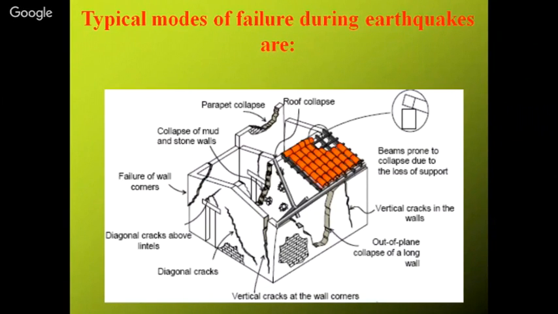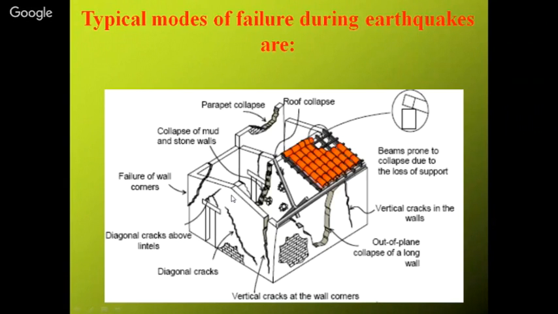These are some of the damages which occur in mud construction. Sometimes your roof gets damaged, and your corners will split out. This is called out-of-plane failure. See, this wall is overturned because of out-of-plane failure: the earthquake forces came in a perpendicular direction, and this wall overturned.